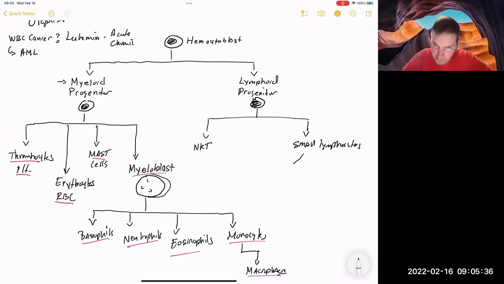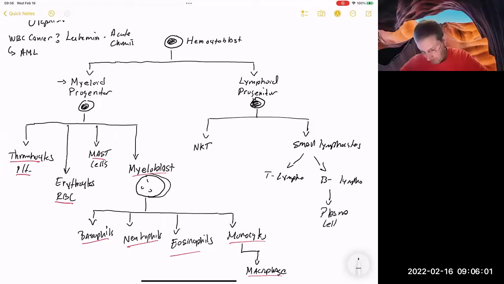And then the small lymphocytes further subdivide into the helper T, not the natural killer T, the helper T, and then what are known as the B lymphocytes. And then the B lymphocytes further mature into what are known as plasma cells. These are sometimes referred to as effector cells, and these are actually the cells that produce antibodies, right? Those are mature lymphocytes. The helper T's help activate, help convert B lymphocytes into plasma cells.